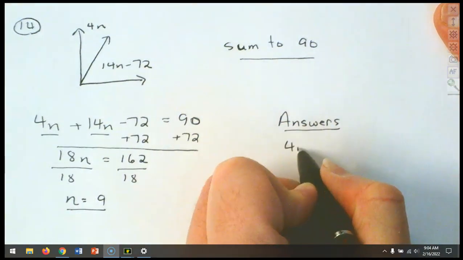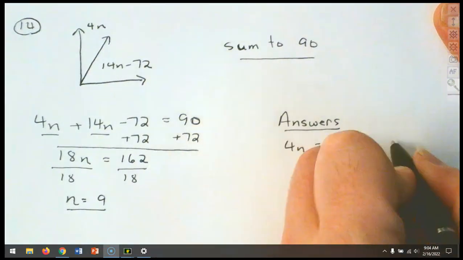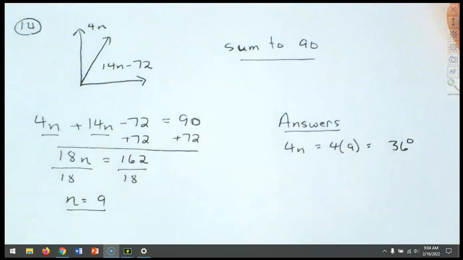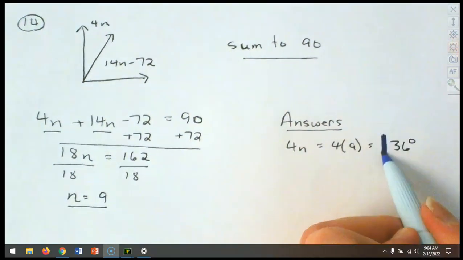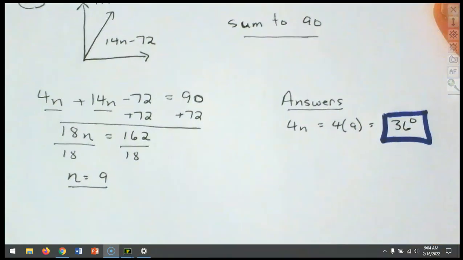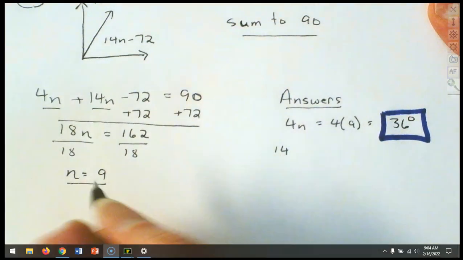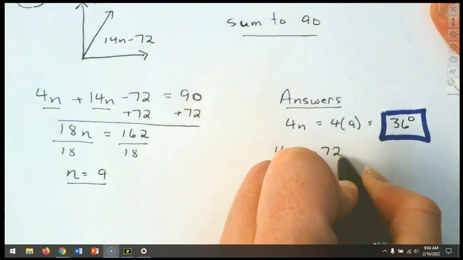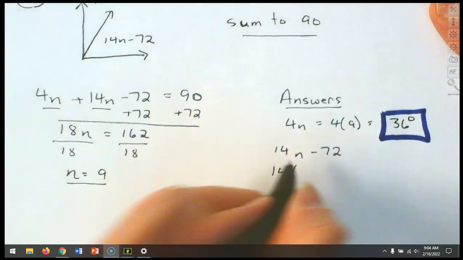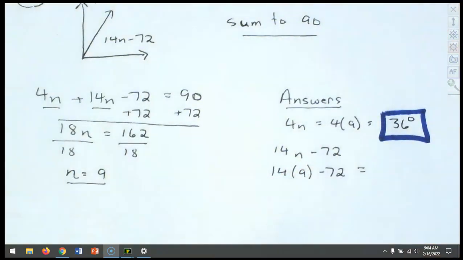So our first one is 4n, which is 4 times 9, which is 36 degrees. So there's your first one. We need to get the second one. What's the second one? That's 14n minus 72. So that's 14 times 9 minus 72. And that gives you then 54.